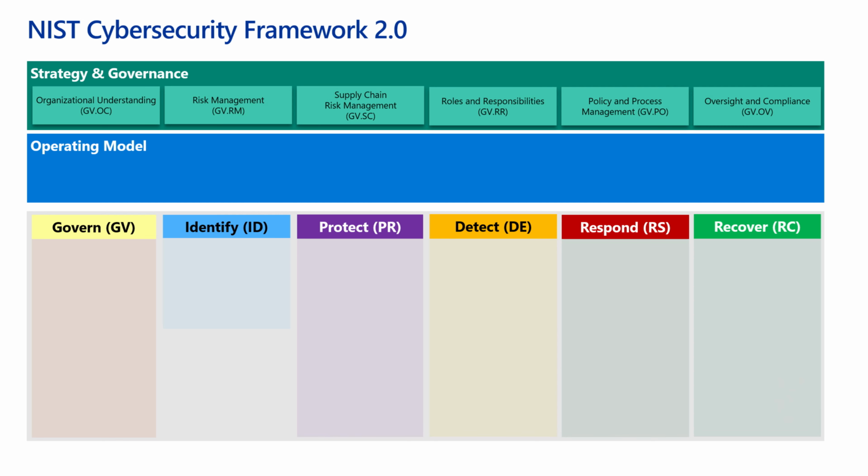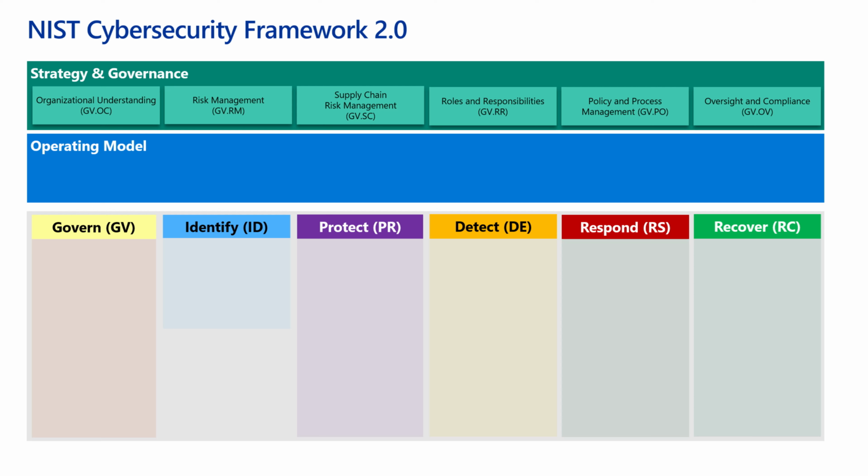So on the first front, the NIST CSF, Cybersecurity Framework version 2, provides organizations with a structured approach to managing and mitigating cybersecurity risks. It is organized into two overarching layers: first, strategy and governance, and then the operating model. When we look at strategy and governance, this involves defining the organization's security posture at a high level.